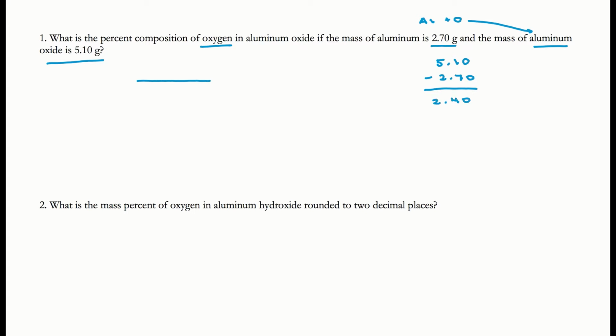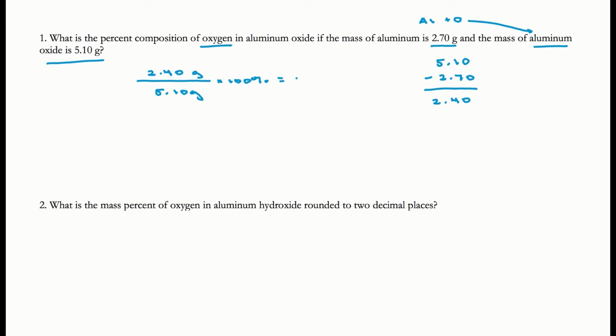So I'm going to put 2.40 up top, that's the mass of oxygen. I'm going to divide by the total mass, which is 5.10 grams. And then I'm going to multiply by 100%. Okay, so 2.40 divided by 5.10. That's 3 sig figs for each of these, by the way, 2.40 and 5.10.